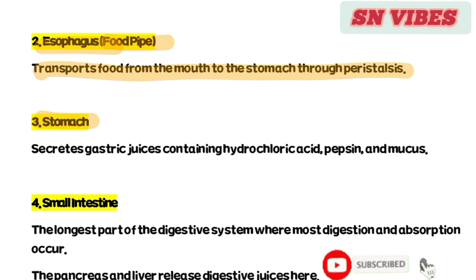So here the secretion of gastric juices occurs, for example HCl. The most important ones are HCl, pepsin and mucus. So in the stomach there is a secretion of gastric juices like HCl, hydrochloric acid, pepsin and mucus.